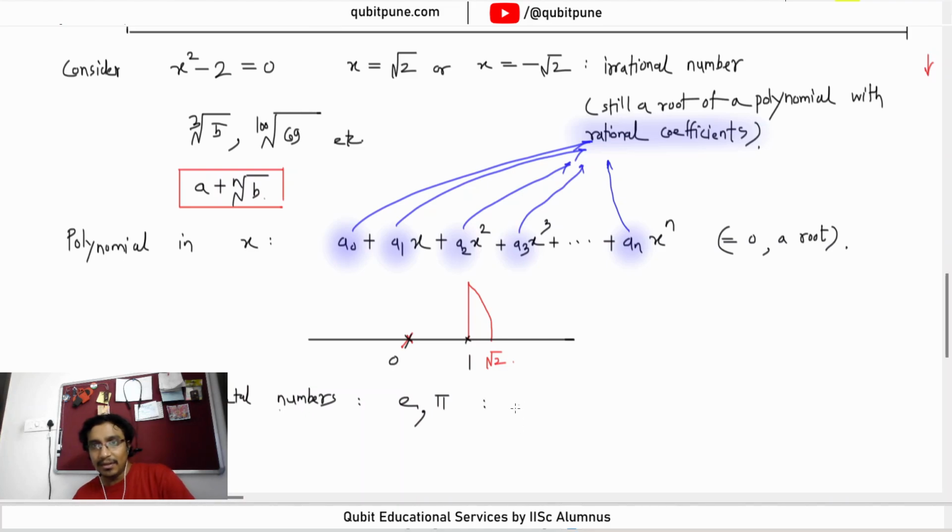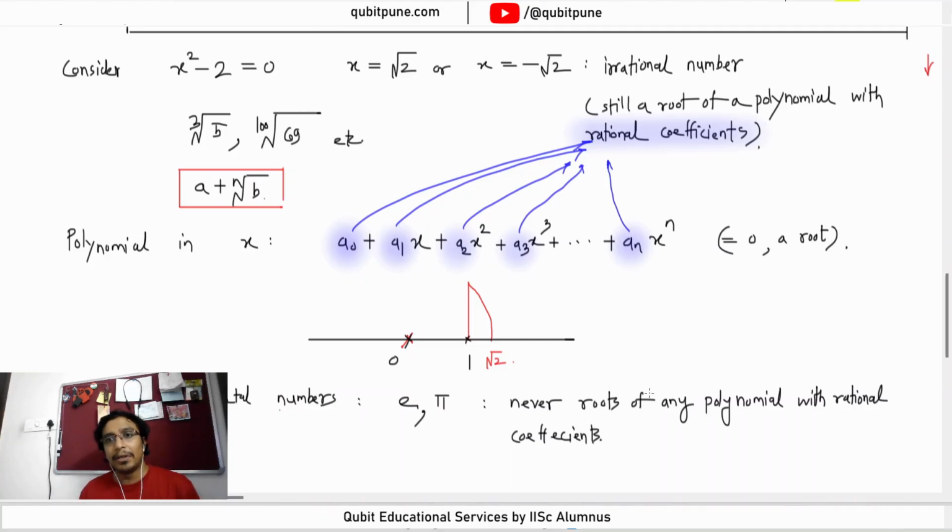So what are these? These are never roots of any polynomial with rational coefficients. So if you try to form a polynomial whose coefficients are always rational, then whatever real roots it is going to have, those roots will always be irrational numbers, but they will never be of this particular form, e or pi.